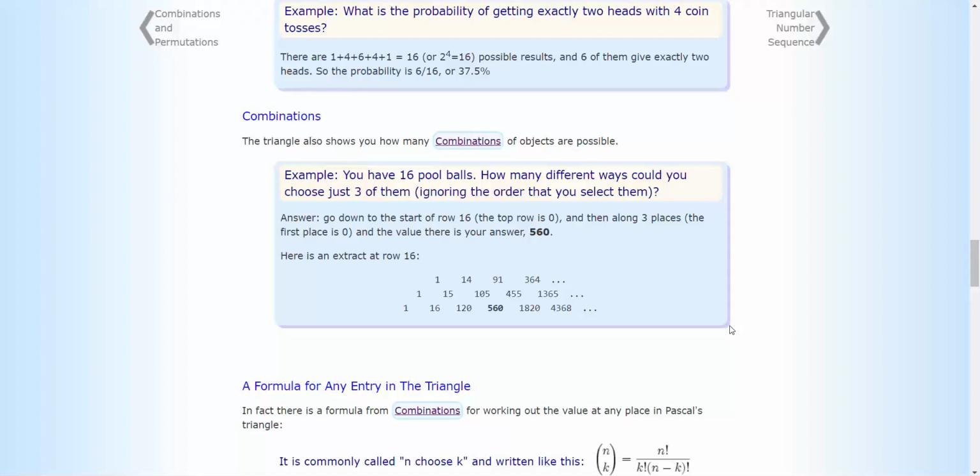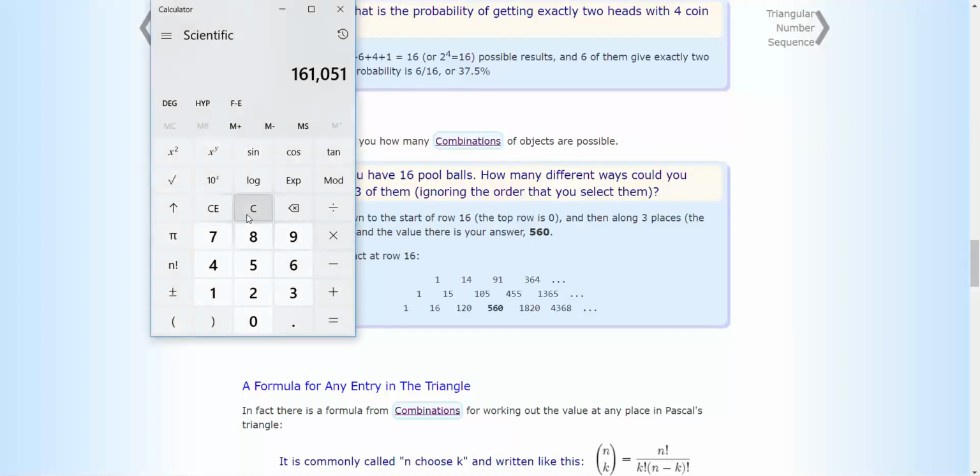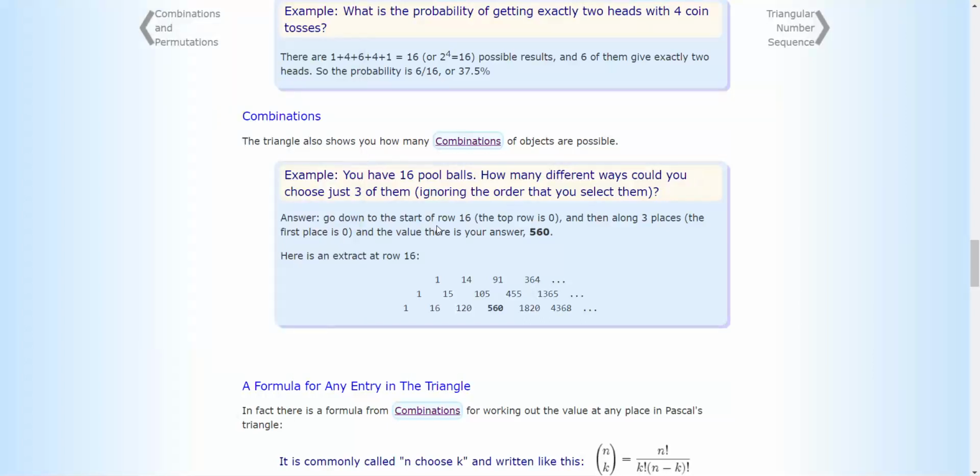By using the mathematical formula 2 to the power of n, it's 2 to the power of 16. So 2 to the power of 16 would yield 65,536. With 16 pool balls, you could only choose just 3 of them. So this is going to be tricky.